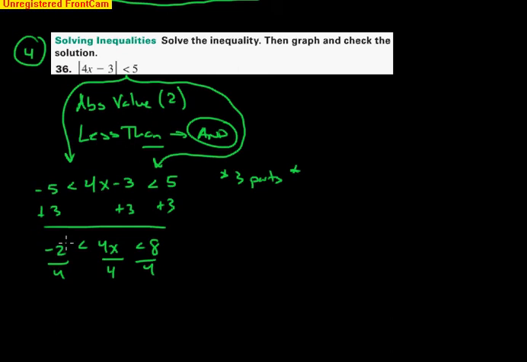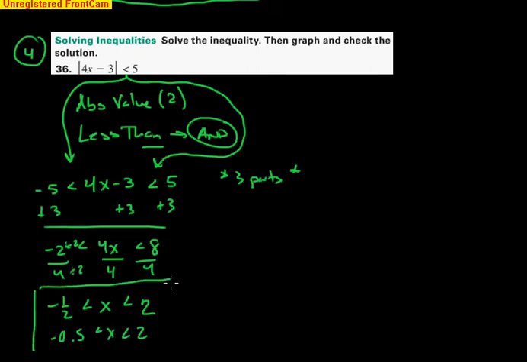I can divide each of these by 2 to get negative a half, less than x, less than 2. Or you could have negative 0.5, less than x, less than 2. Either one would work. And now we graph it on a number line. Here's my number line. Negative a half is on the left, 2 is on the right. They are not equal to, so we have open circles. And where is my x? It's in between. So where do I shade? In between.